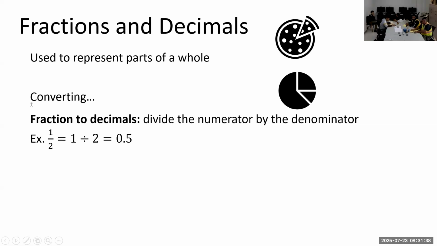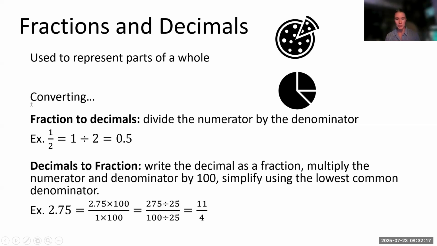Because a fraction is a fraction of one, and so is a decimal, to go from a fraction to a decimal, all we're doing is dividing the numerator by the denominator. The numerator is the top number and the denominator is the bottom number. So if we're looking at a fraction of 1/2, to get that into a decimal, all we have to do is go 1 divided by 2. You could put that into your calculator and what's going to come out is 0.5. So 0.5 is the same as 1/2.